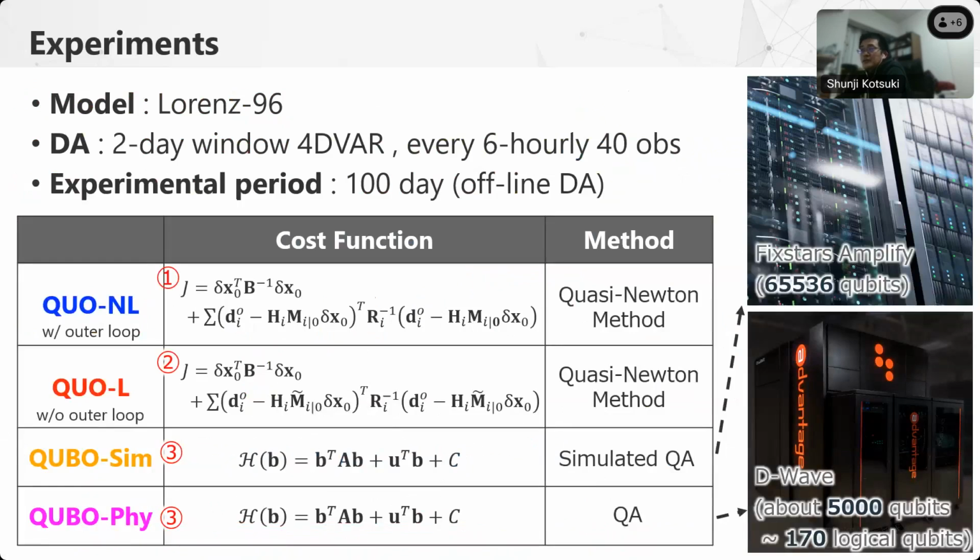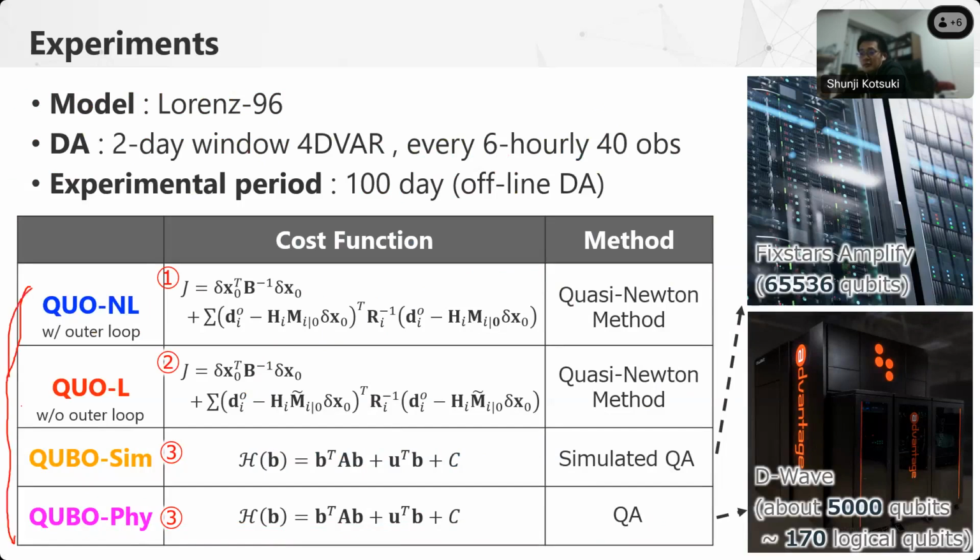We employ a 4D-Var experiment with the Lorenz 96 model, with 2-day windows, and supposing 6-hourly observations. What we employ is offline data assimilation, so we solve 50 4D-Var problems as an offline experiment. And we compare 4 experiments.